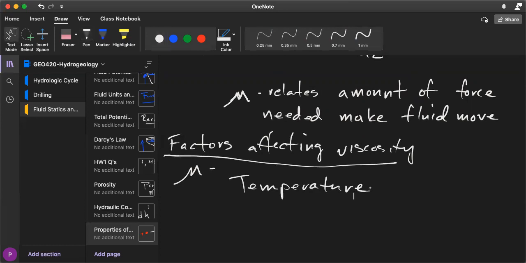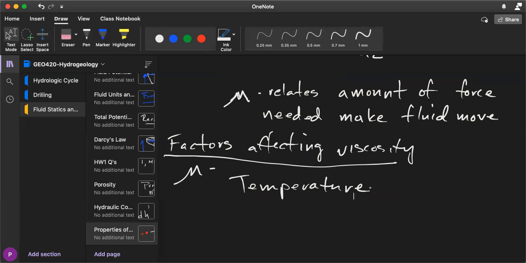All right, when I want to put honey in my oatmeal in the morning and it's winter time, I have to stick it in the microwave for a while and heat it up before I can get anything to move, right? So temperature is really important. In fact, it's probably the single most important factor controlling the viscosity of a fluid.